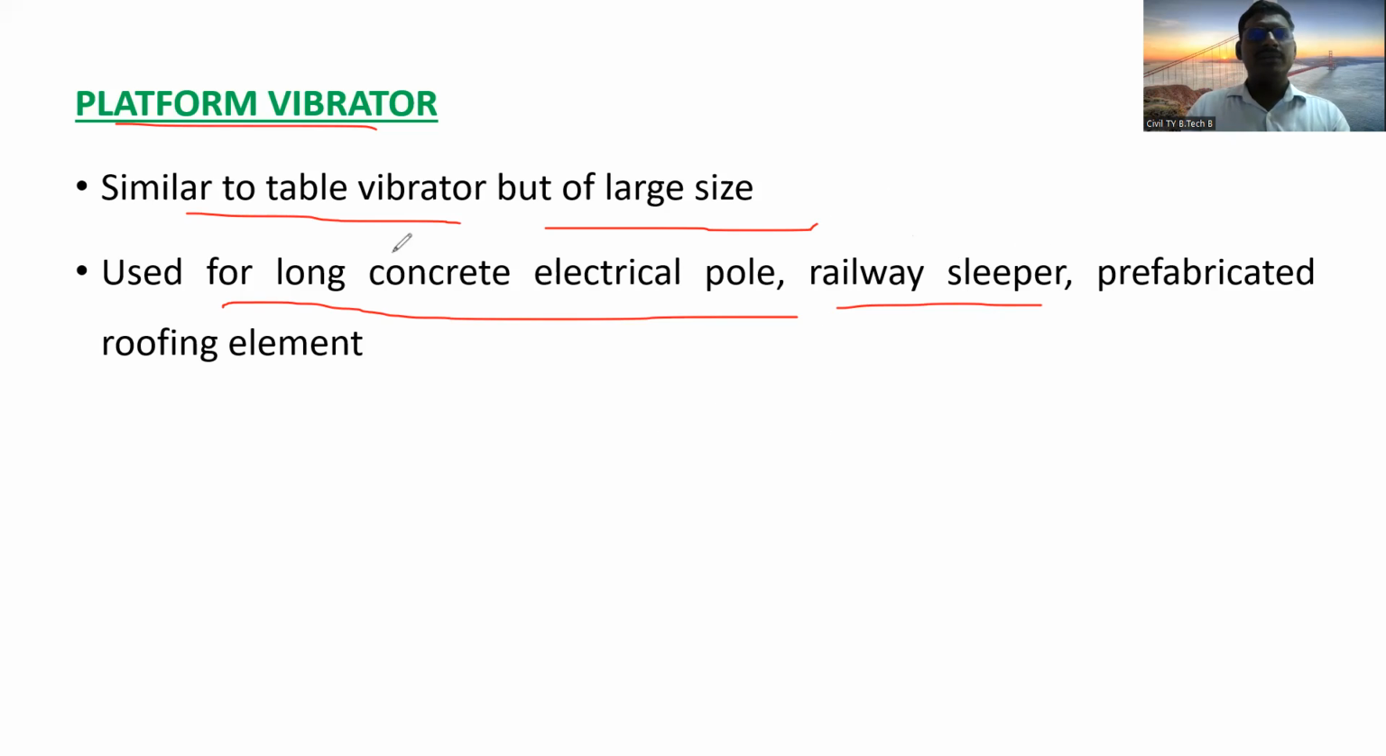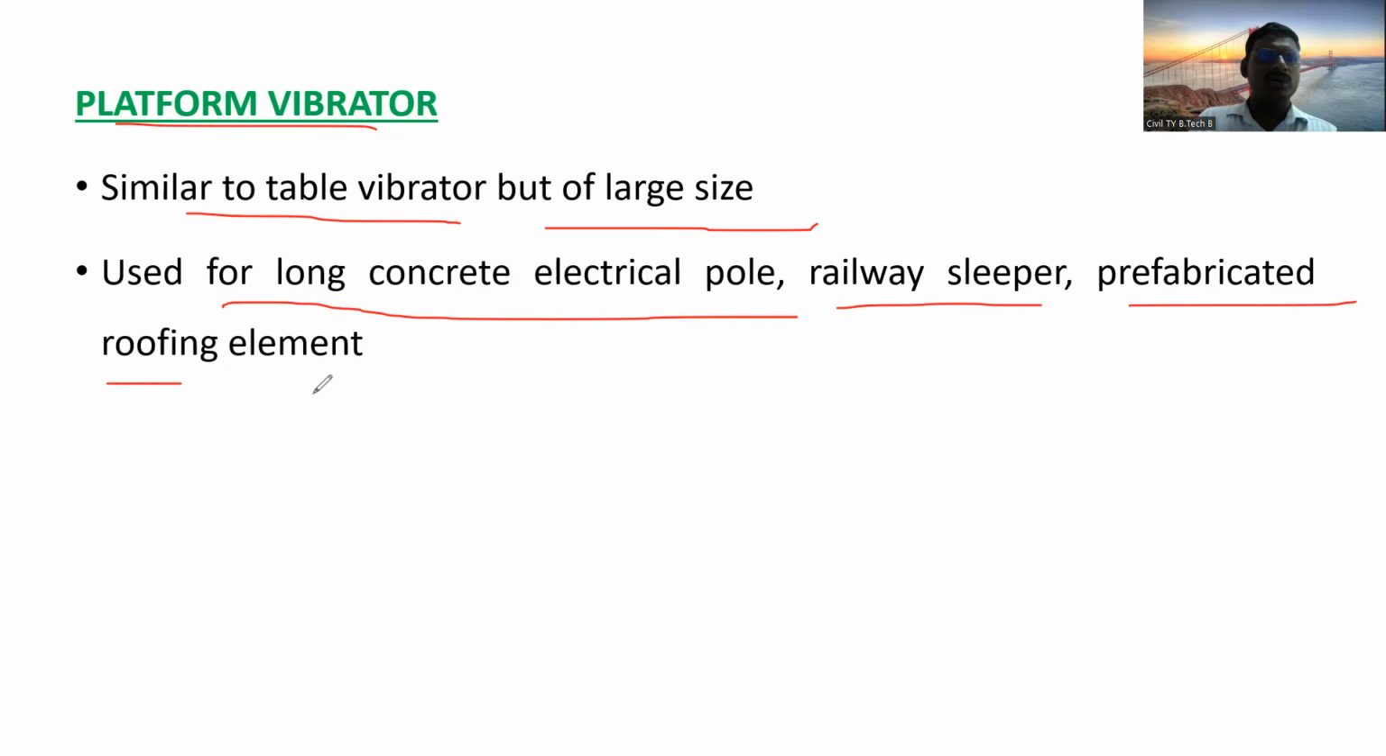So why are we vibrating this? Because compaction is very important. If we do not compact properly, the aggregate will be separated, slurry will be separated. So homogeneity is very important. Air content we have to remove. Some air content is present in the concrete, and that air content we have to remove. So for that purpose we are using this platform vibrator or any type of vibrator.